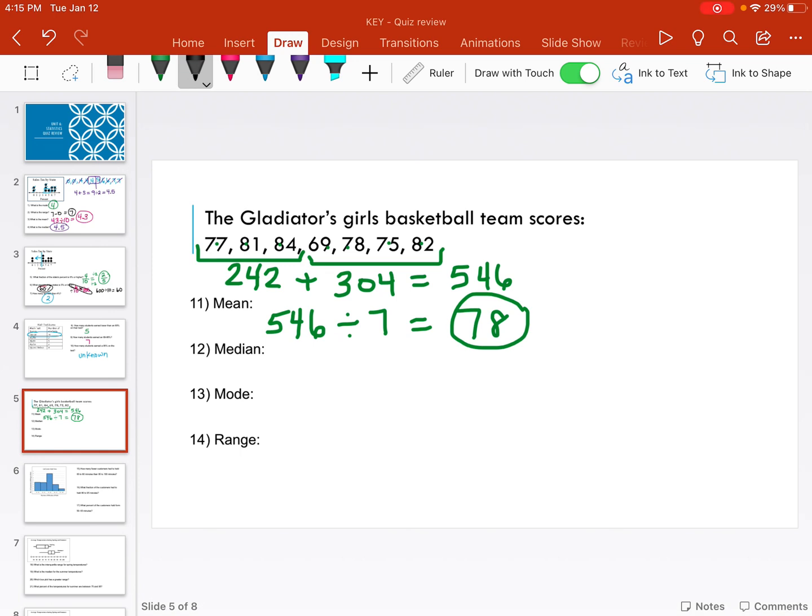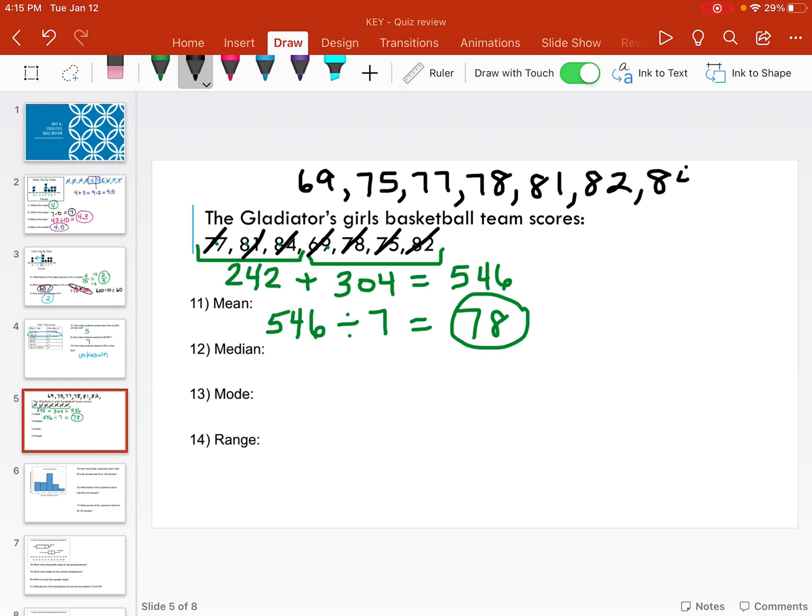So to find the median, remember we're going to find the middle number, but before we can do that, we have to relist these so we have them least to greatest. I'm going to do it up here where I've got some extra space. So least to greatest, so 69, cross it off. Then there's a 75, 77, 78, 81, 82, and 84. And I should have 7 numbers still.